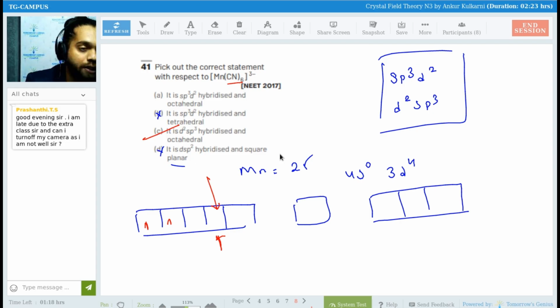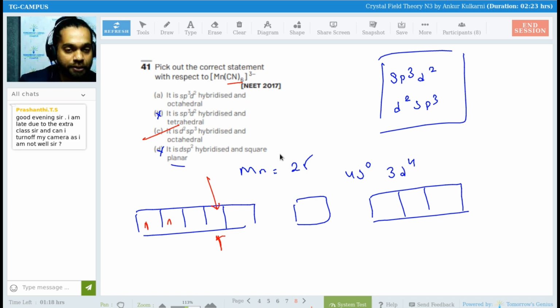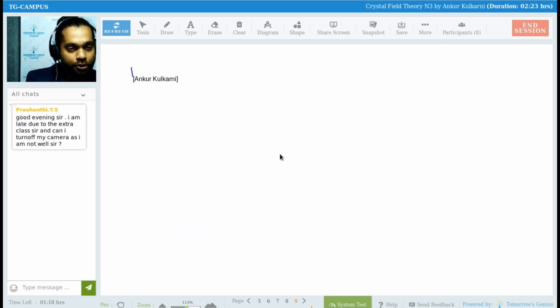Okay. Let us go ahead. Now let us move to CFT. Now there are a few things that VBT failed to explain. First, we are considering too many assumptions. If you look at the drawbacks of VBT, we are considering too many assumptions.